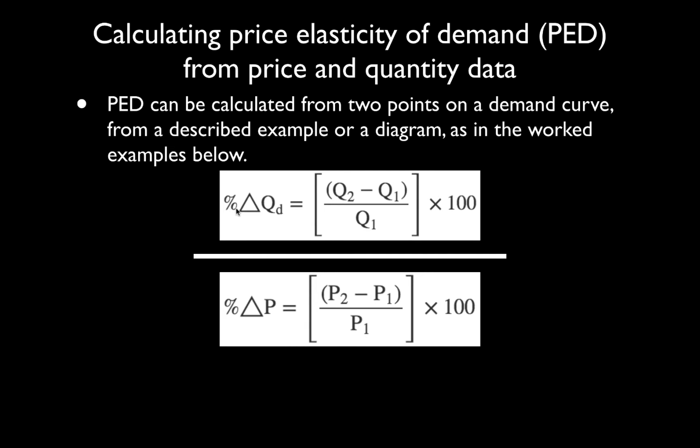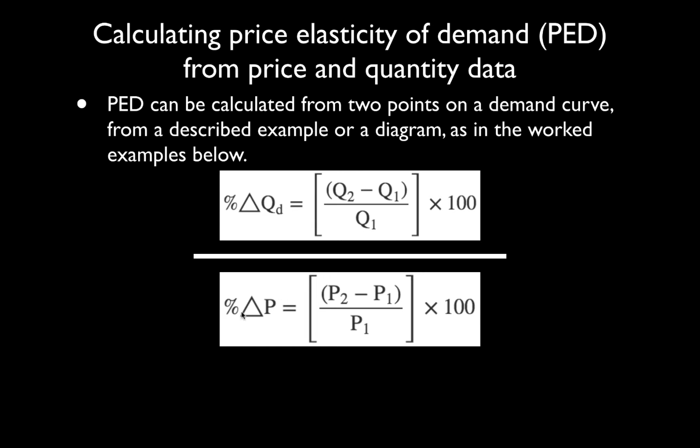Now, we said here that it's the percentage change in quantity demanded divided by the percentage change in price. That's what we said in the last video. Okay, well, how do you calculate the percentage change in quantity demanded? Well, it was the second quantity, the quantity that existed at the new price, minus the quantity that existed at the old price, divided by the quantity that existed at the old price. And then you multiply that by 100. You get an answer and you put that here.